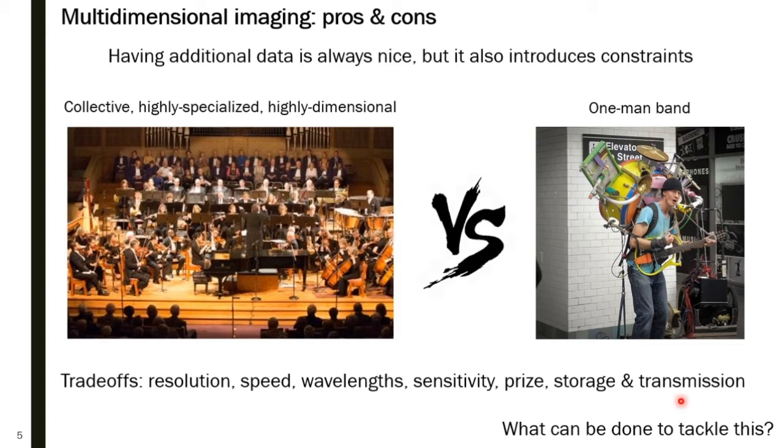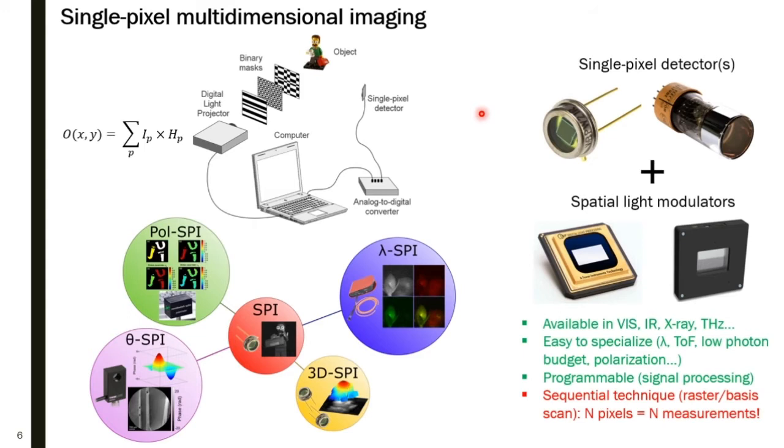So what can you do to tackle these problems? For the last years, we've been exploring single pixel techniques, which are quite promising in the sense that they allow you to build multidimensional systems in a very efficient way. The main difference between a single pixel camera and a conventional camera is that you just use a single pixel detector instead of an array of detectors, and you project structured illumination patterns onto your object, and for each pattern you collect the intensity with a bucket detector.